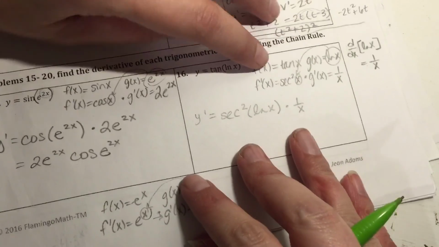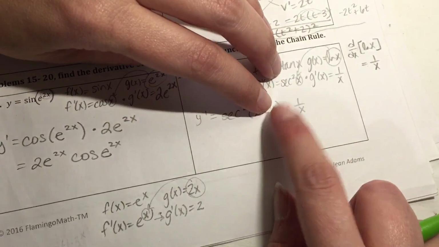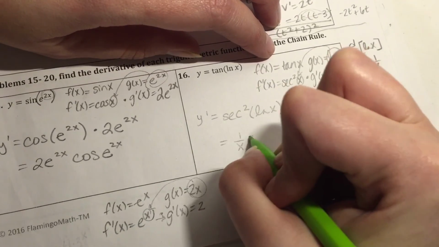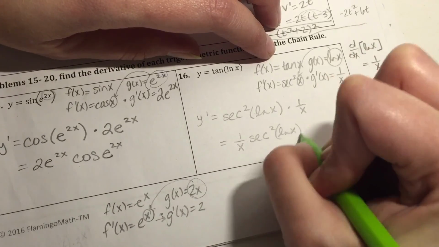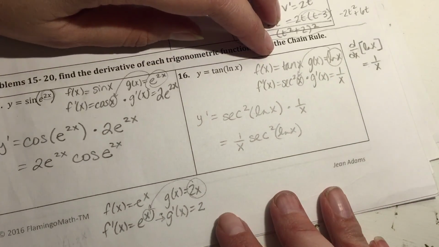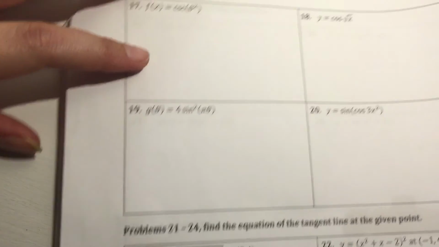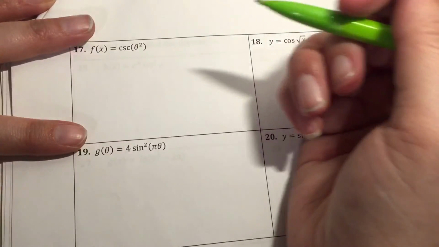Okay, and there's no really pretty way to write it. And these do not cancel again. These do not multiply or anything. And this is an input of itself, okay? So you could write it as 1 over x secant squared ln of x. Okay? All right. Almost done. Last page. Okay.